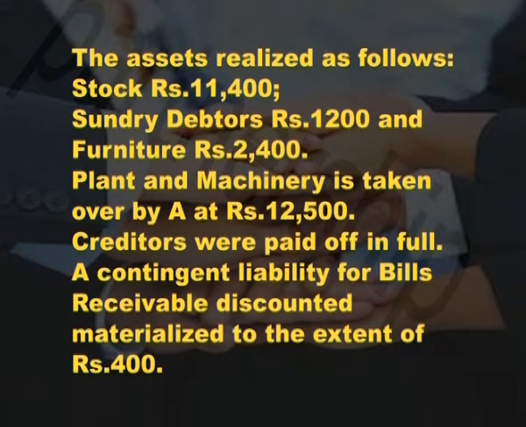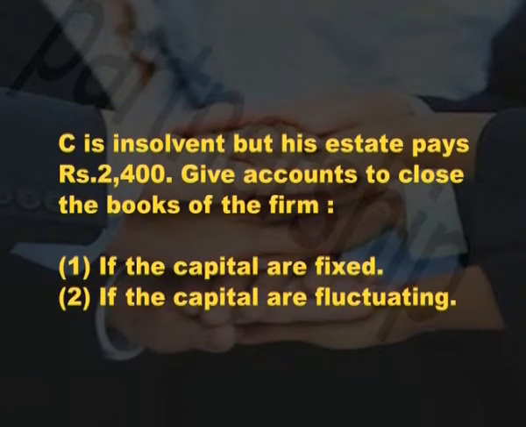The assets realized as follows: stock rupees 11,400, sundry debtors rupees 1,200 and furniture rupees 2,400. Plant and machinery is taken over by A at rupees 12,500. Creditors were paid off in full. A contingent liability for bills receivable discounted materialized to the extent of rupees 400. C is insolvent, but his estate pays rupees 2,400. Give accounts to close the books of the firm.